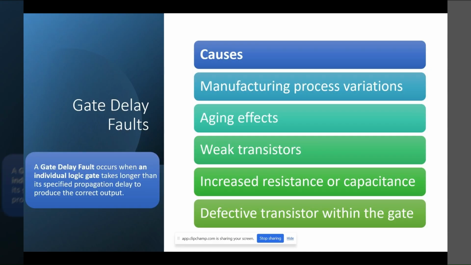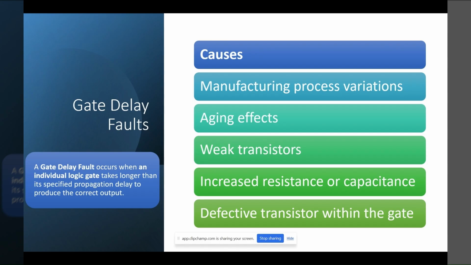A gate delay fault occurs when an individual logic gate takes longer than the specified propagation delay to produce the correct output. Propagation delay is the time taken by the given gate to process the input and produce the output. So when it is more than the specified time, it results in a gate delay fault.